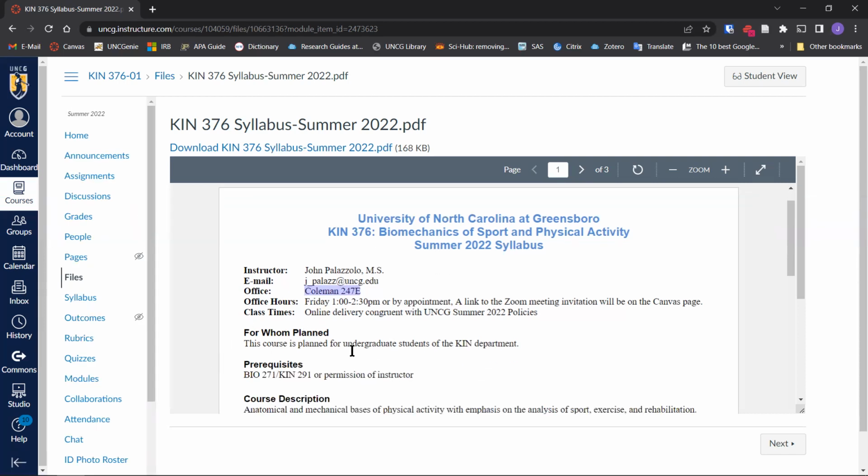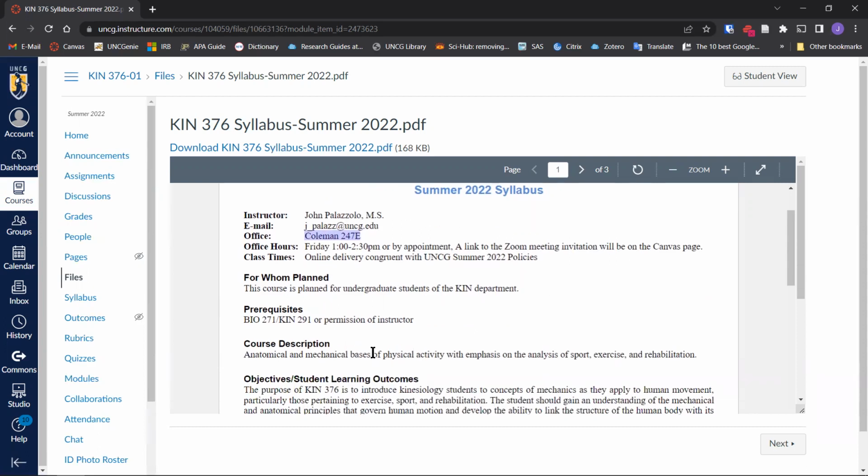So for those of you wondering if you should be in this course, it's planned for undergraduate students of the Kin department. It is a requisite for graduation. The prerequisites for this class are an undergrad anatomy course, either Bio 271 or Kinesiology 291. You should have a good understanding of anatomy prior to taking this class. You don't necessarily need to know every single part of the human body and its purpose and how it works, but if I say humerus or if I say biceps brachii, you should have a good idea what those are.